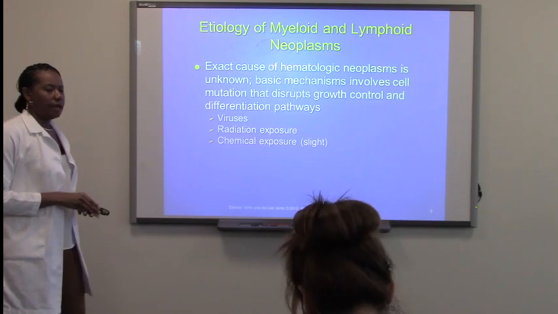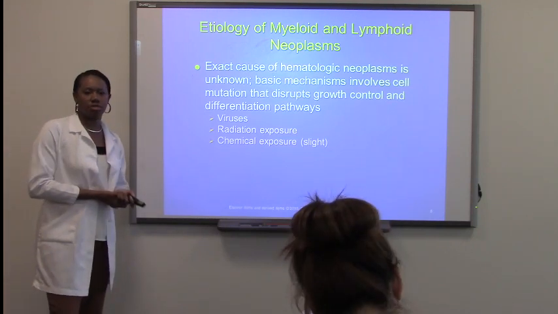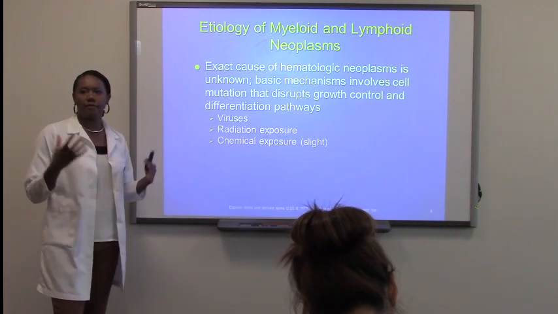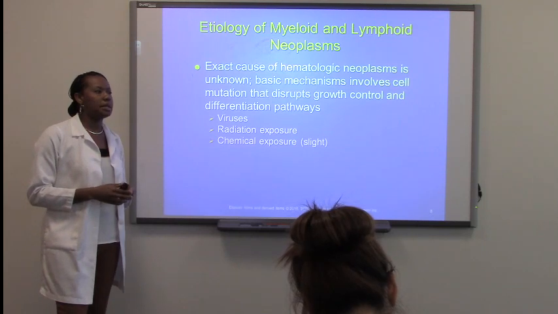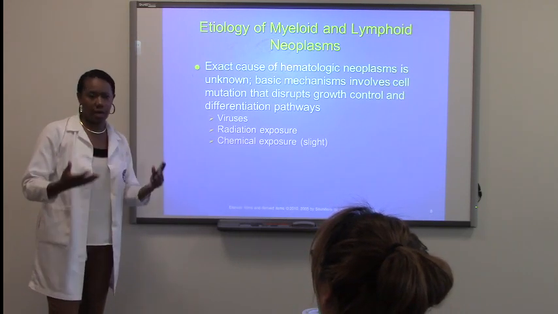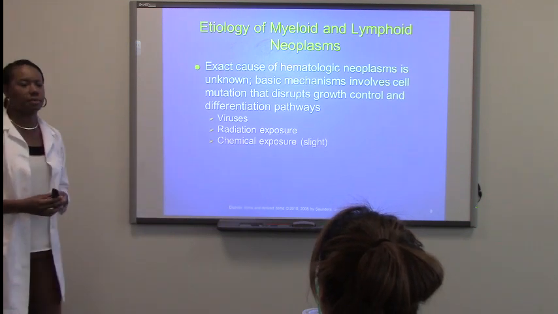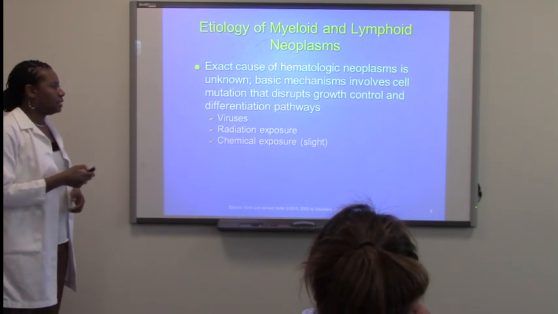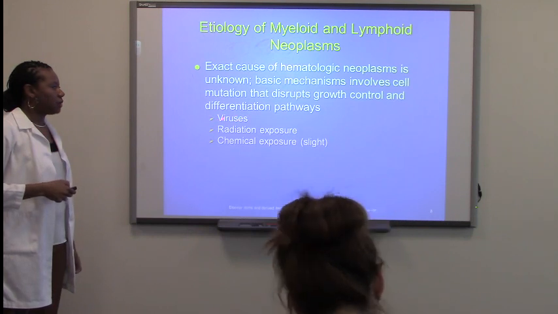Now, how do people get leukemias? Just like any other cancer, we don't have a known cause, but there are some things that maybe put us at risk, so to speak, of these different types of leukemias. So one thing is viruses.